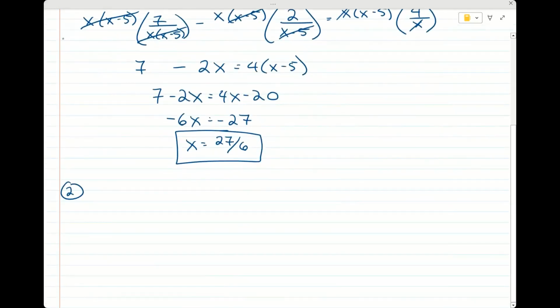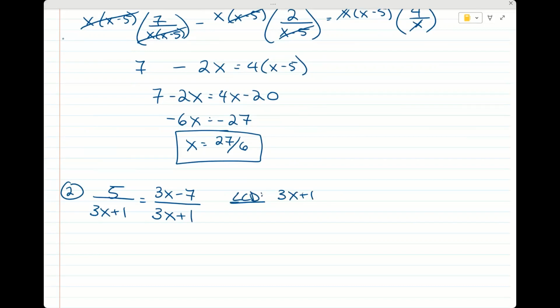Another problem like number 2, it's going to say 5 over 3x plus 1 is equal to 3x minus 7 over 3x plus 1. Now this is another rational equation. So what we want to do is we want to multiply by our LCD. So in this case, it looks like it's just 3x plus 1.